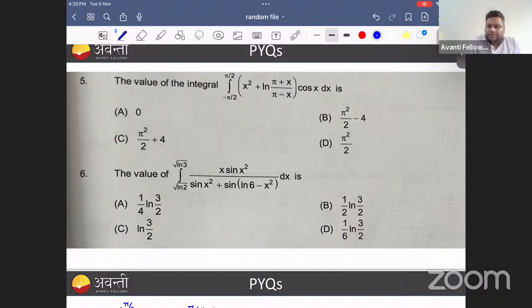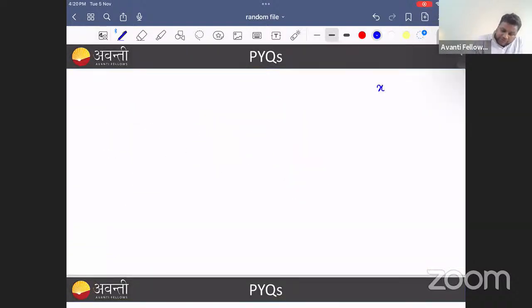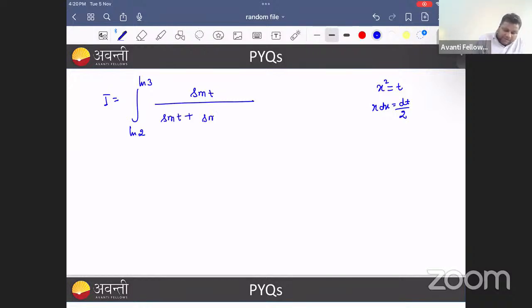Well, now let's try. See, this is a simple question. You just have to do first of all x square as t. So its derivative is written over there. Isn't it? If I assume x square as t, then x dx will be dt upon 2. So your integration will become from ln2 to ln3 sin t upon sin t plus sin of ln6 minus t, and x dx became dt by 2. Am I correct?